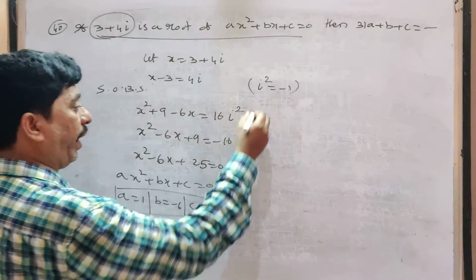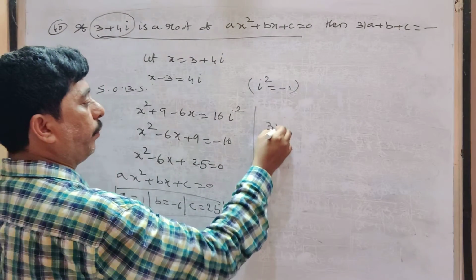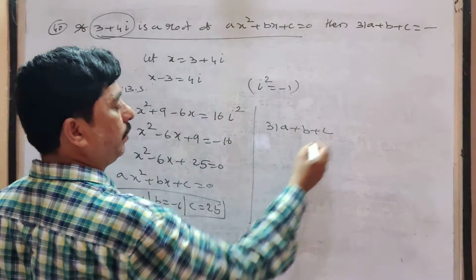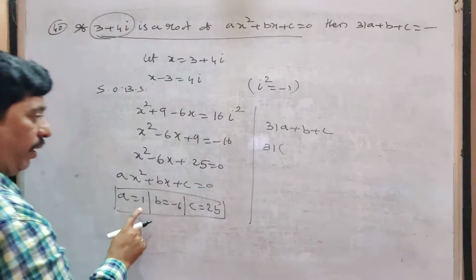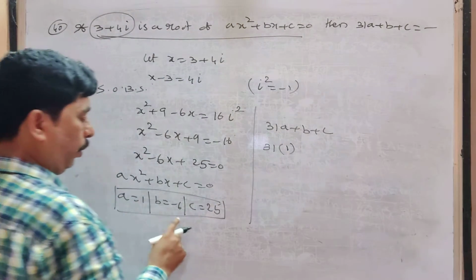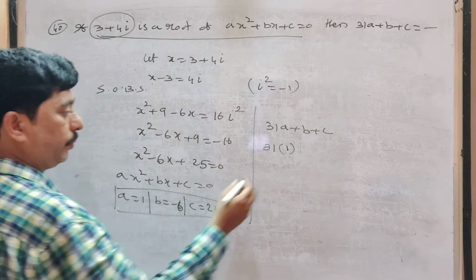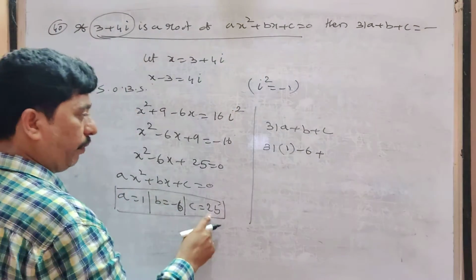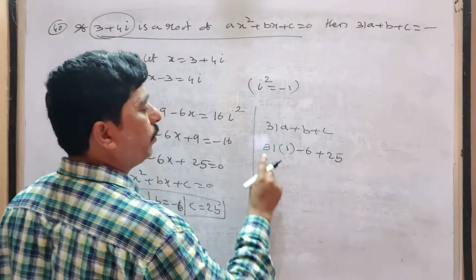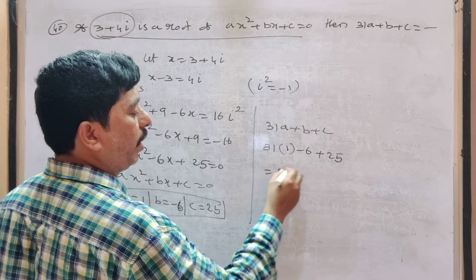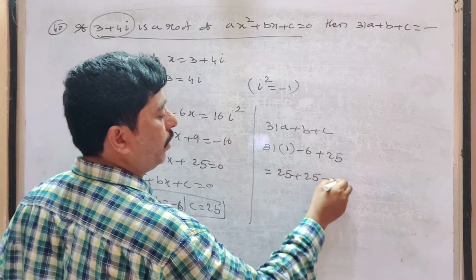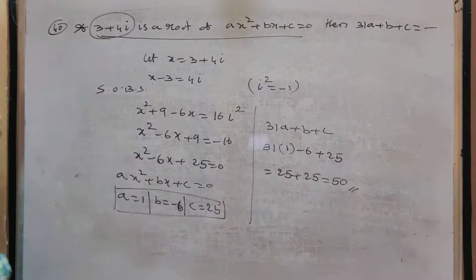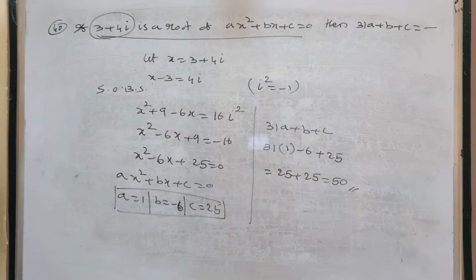They asked to find 31 into a plus b plus c. 31 into a value 1, b value minus 6, c value 25. 31 minus 6 is 25, and 25 plus 25 is 50. The answer becomes 50. Check the solution.